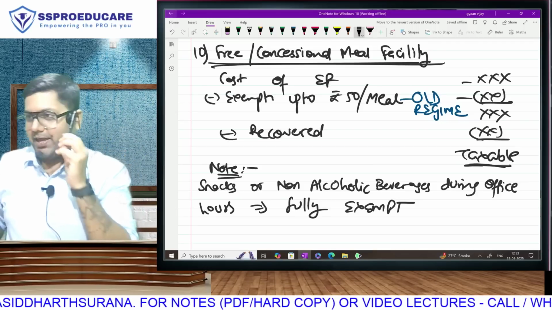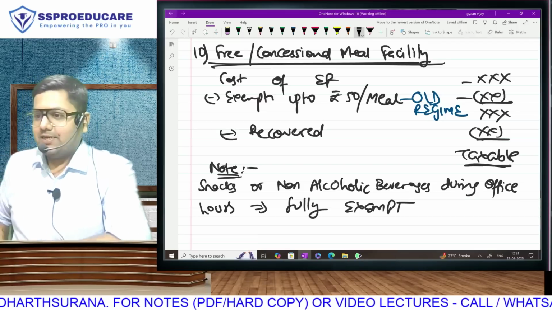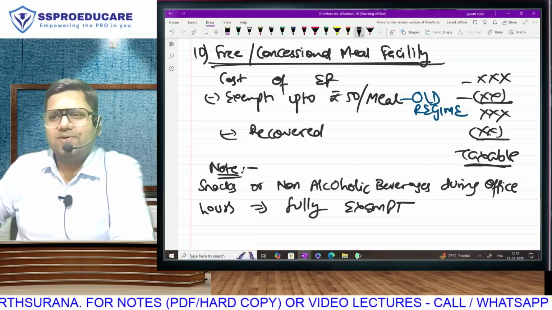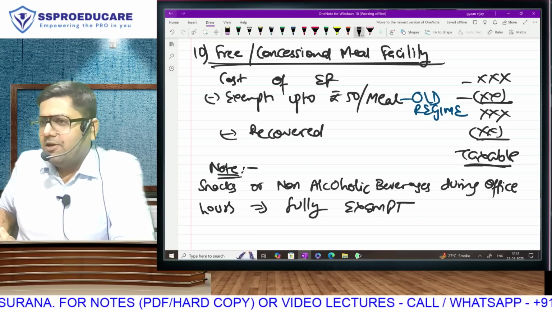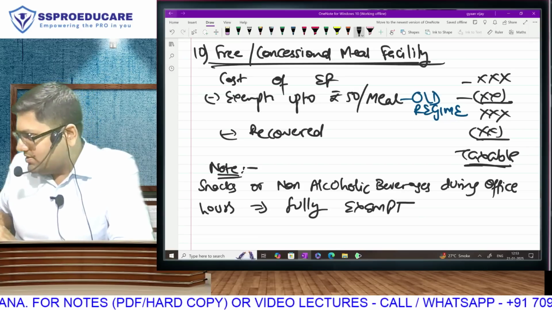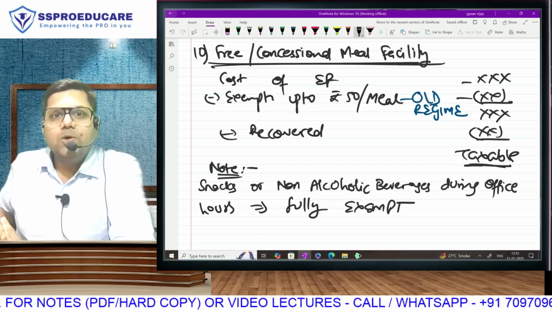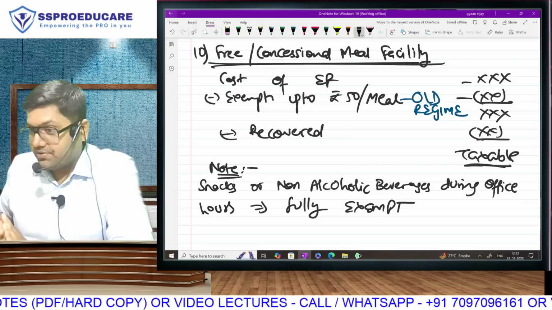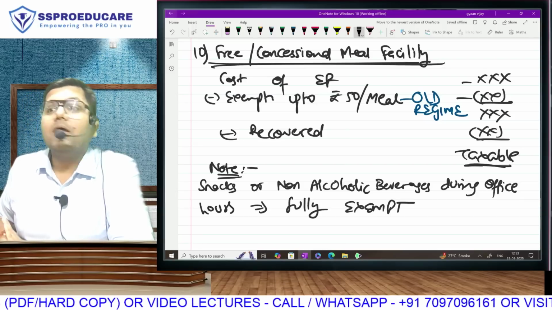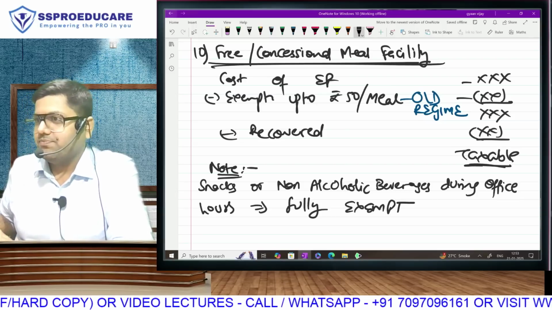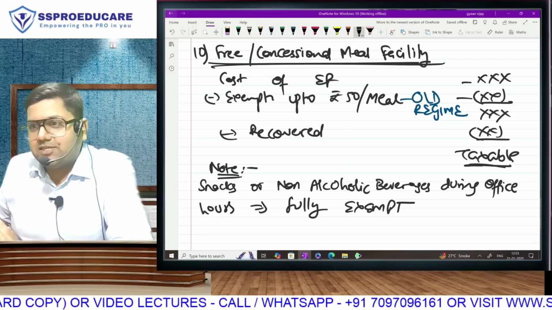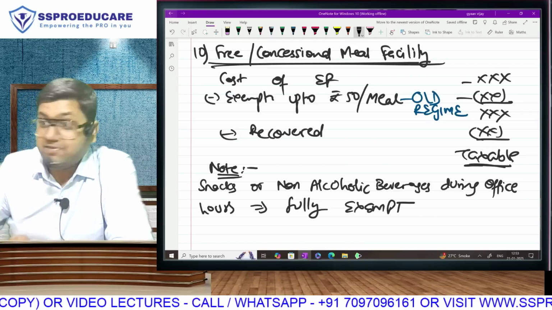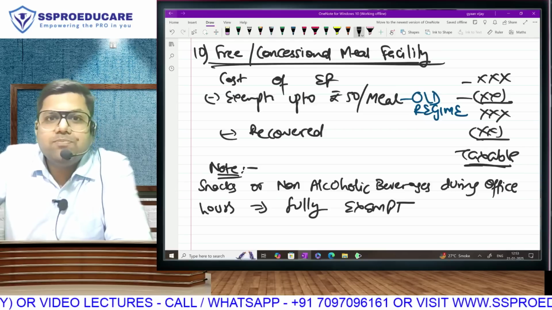So that is going to be exempt. Is that clear? Because tea, coffee is motivation. But today my question is not this. My question is something else. Which employer, that also during office hours, provides alcoholic beverages? Non-alcoholic beverages during office hours are exempt, which means alcoholic beverages are taxable. Which employer gives?